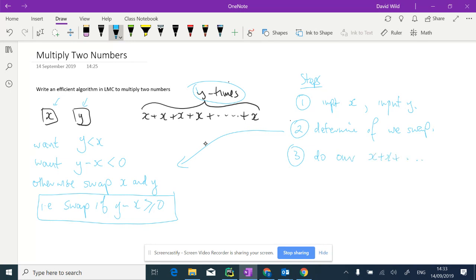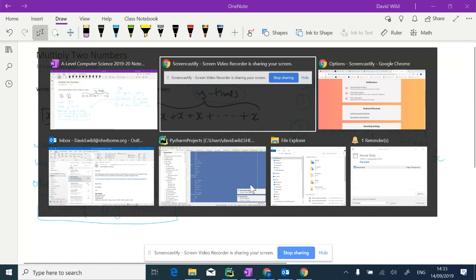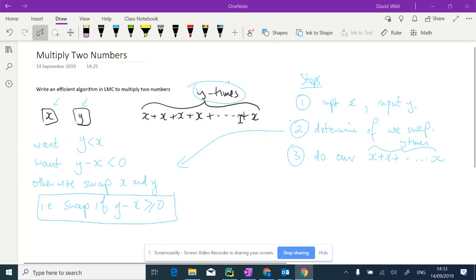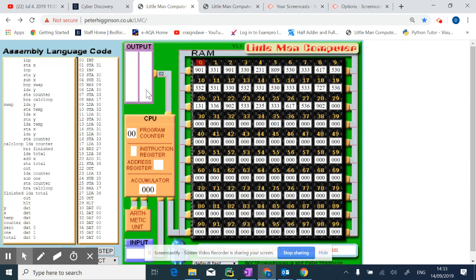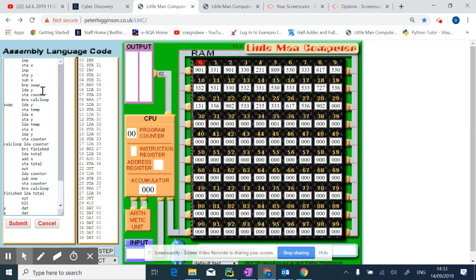So I've written a program to do that. And let's have a look at it now. So we'll go over to our program, which is here. And let's go through this line by line. So here we have our input x. And then here we're going to have our store x. And then we're going to input y and store y. So that's our x and y stored in these two variables. And our x and y are down here, look. Here's our x and y. They're variables at the end of our program.